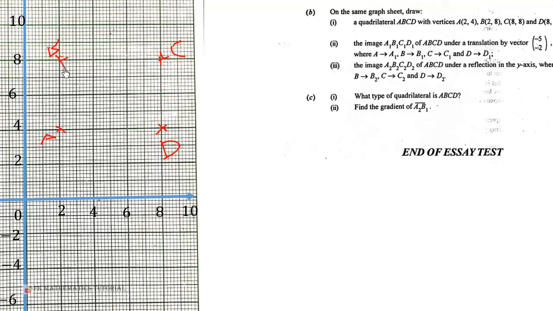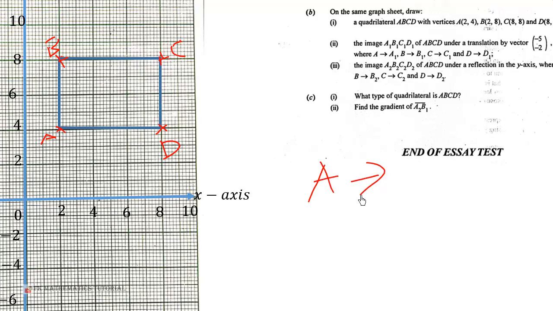So we are supposed to draw a quadrilateral. So we have to connect them. So remember to label your axes. So we have to connect the vertices to form this quadrilateral that they want us to draw. Now the second one, the B(i), says the image A1, B1, C1, D1 under a translation by vector (-5, -2). So -5, -2.